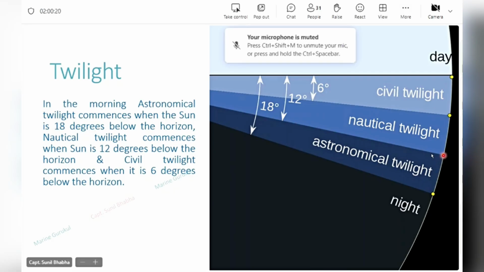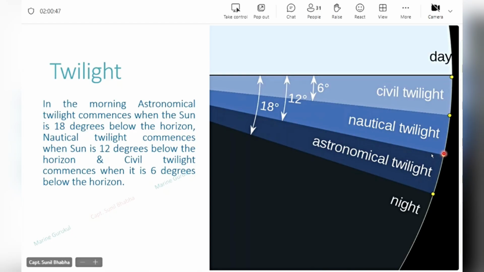Now at this particular instant, the sun is 12 degrees below the horizon. You can see this angle is 12 degrees now. It is marked in the diagram. Now this is the instant when the sun is 12 degrees below the horizon, and at this particular instant, the nautical twilight commences. The nautical twilight has commenced here.